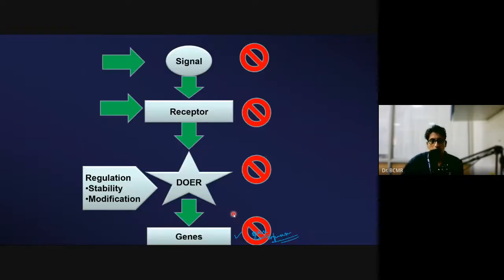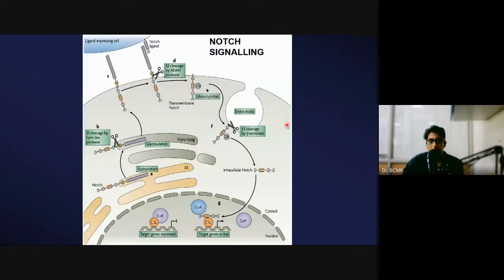So the question is, which is the best place to interfere if you want to? We will come to that question in a later slide. First, we will discuss the Notch signaling pathway. This is an interesting one, and there are a few details.